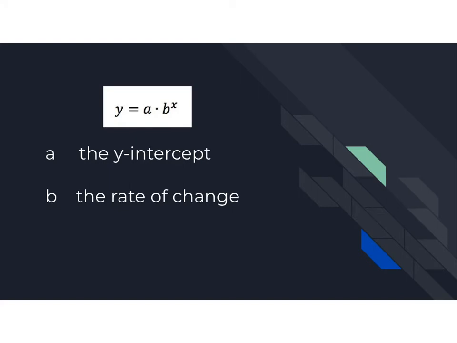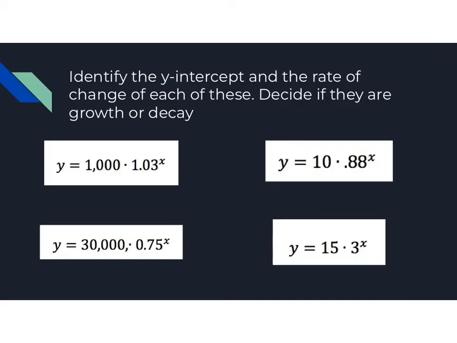The exponential functions in their simplest form are going to take on this idea of a times b to the power of x. In this situation, your a value is your y-intercept, and the b is your rate of change. Here are a couple examples for us to look at. We want to identify the y-intercept and the rate of change for these functions, and then finally decide if it is growth or decay. Again, that value at the beginning of the function is your a value. That's going to be your y-intercept.